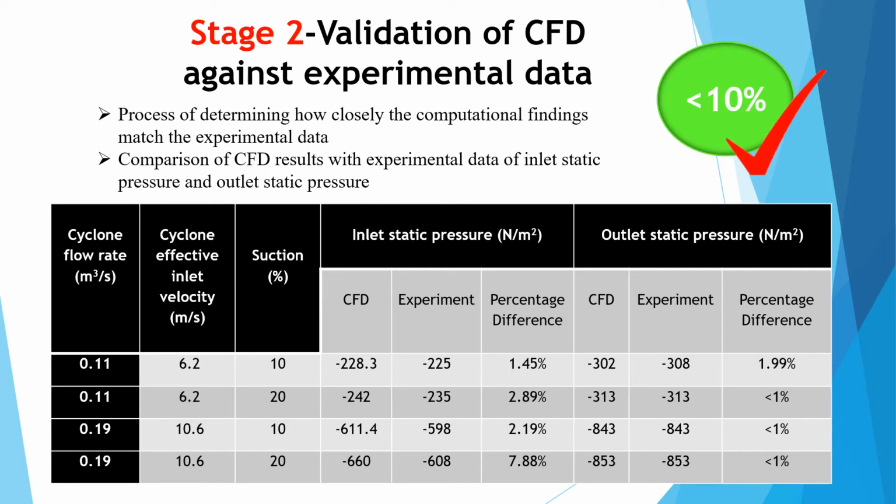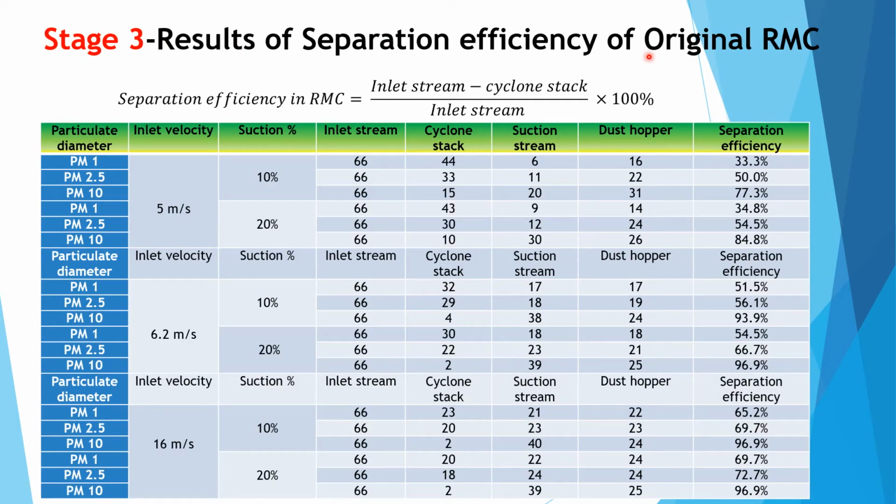This indicates that the CFD has good accuracy of the results, thereby can be used to obtain more data that is the limitation in the experiment, such as pressure control, velocity control, and particulate movement. The result of separation efficiency of original RMC that obtained from the CFD have been summarized in this table.